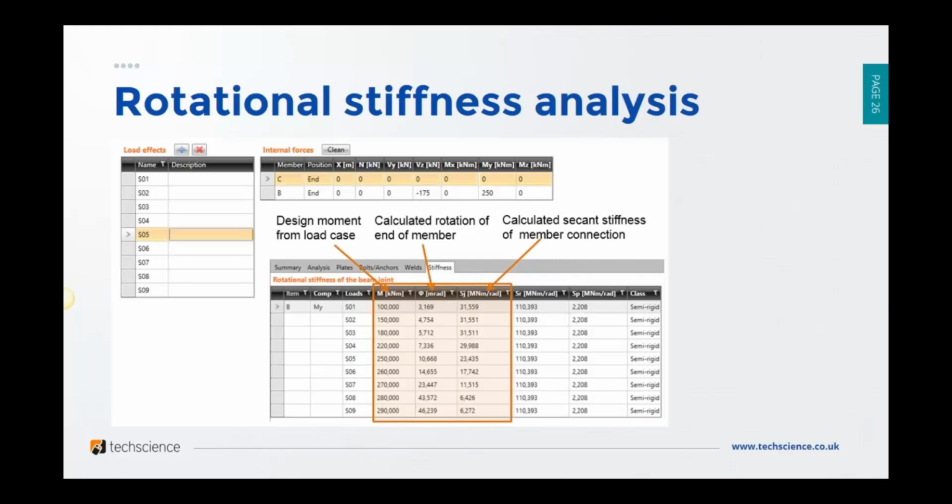We are also able to calculate the rotational stiffness of the joint, so we can also calculate the class automatically. You can see here that this is classified as a semi-rigid connection. So there are three classes. It can be either pinned, semi-rigid, or rigid. And this is calculated automatically by the software.